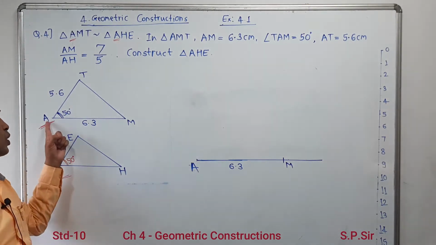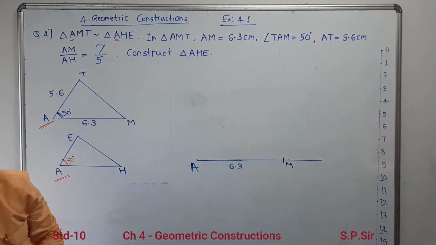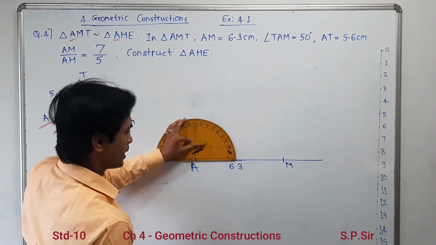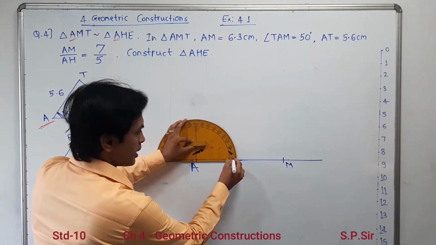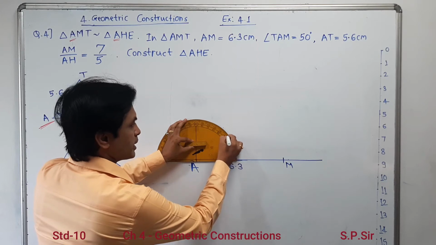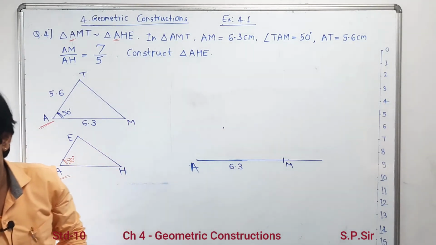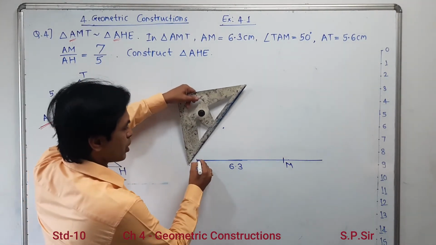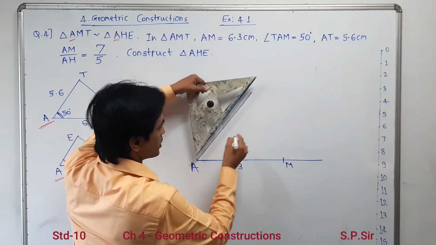Now you have to draw angle A of 50 degree. In this case, when you want to draw 50 degree, you can take your protractor over here, a semicircle, and count 10, 20, 30, 40, 50. Here I am able to get a position. This angle should be measured very properly and very accurately. So I am going to draw another ray or line over here.